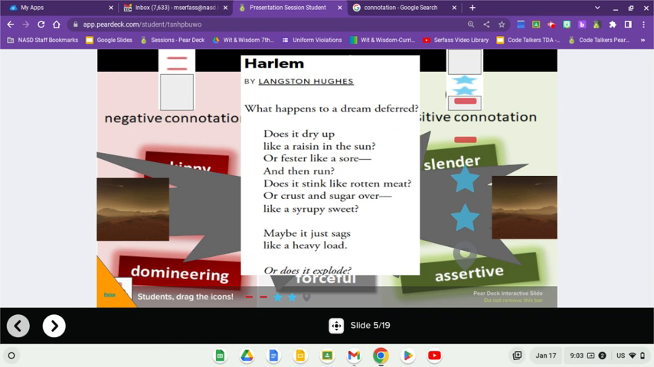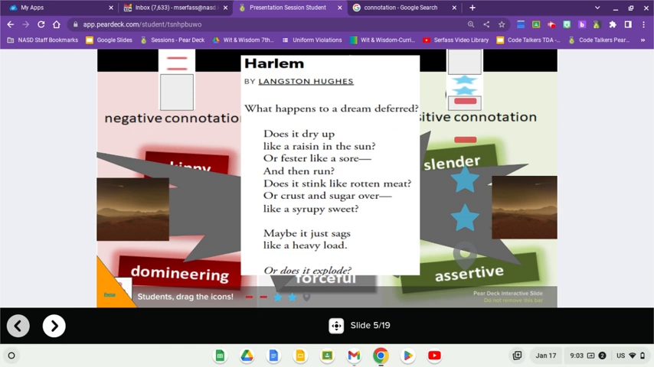What happens to a dream deferred? Does it dry up like a raisin in the sun, or fester like a sore and then run? Does it stink like rotten meat, or crust and sugar over like a syrupy sweet? Maybe it just sags like a heavy load, or does it explode?